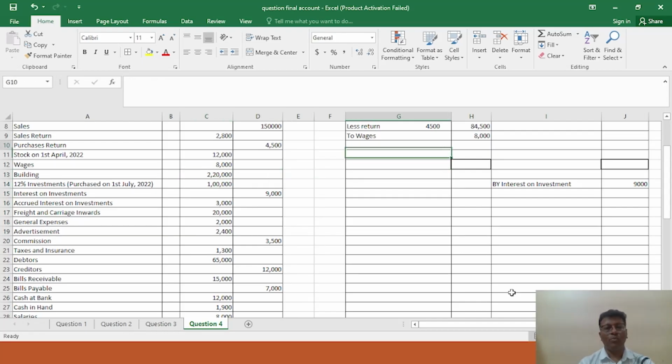So to, because it is direct expenses, freight and carriage inward. If outward is given, then it is indirect expenses and would be shown in the P&L account debit side, but it is now direct expenses. So we are carrying in trading account freight and carriage inwards 20,000.